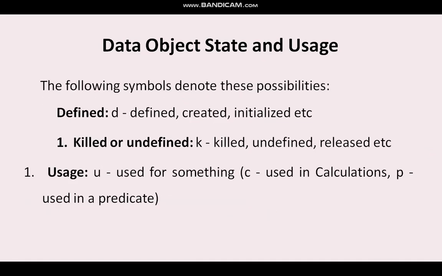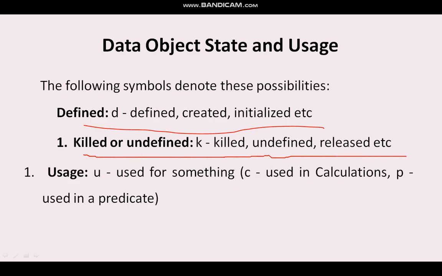Okay, so what are the symbols that represent the data object state? Whenever we have defined any data object, that can be represented by a letter called D. D stands for defined, created, and initialized. And the next one is killed. Whenever you don't want to use any data object, you can simply undefine it by killing it or releasing it from the memory.